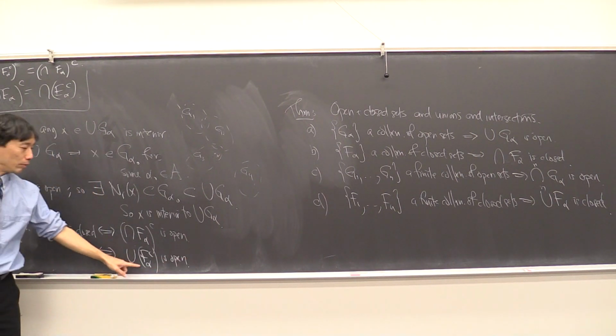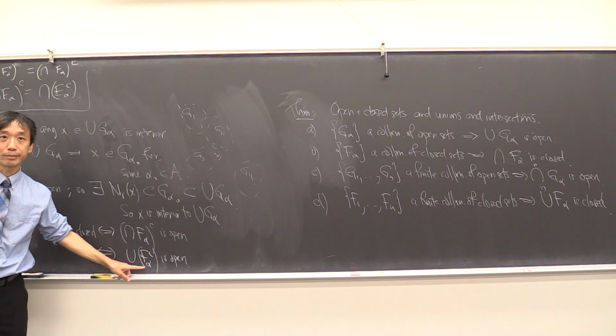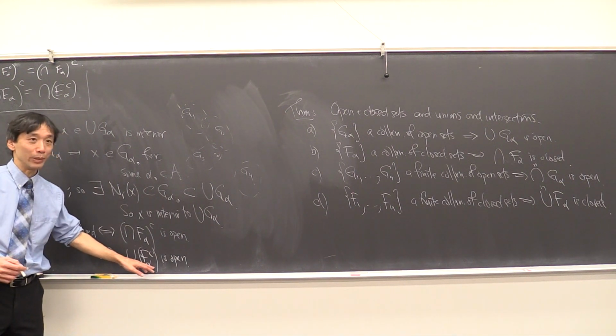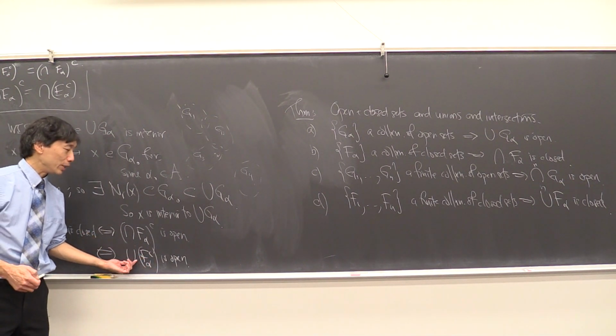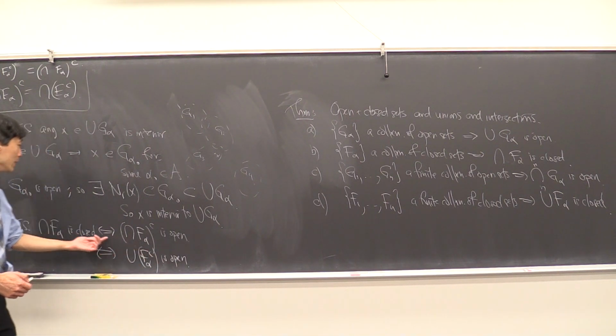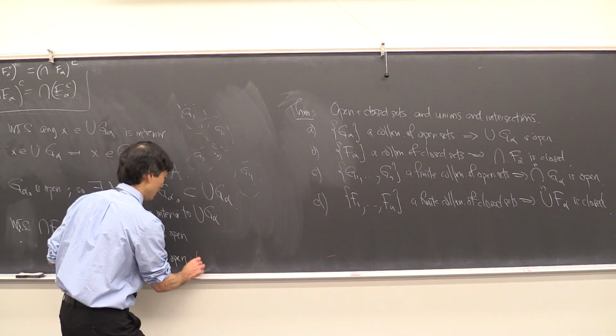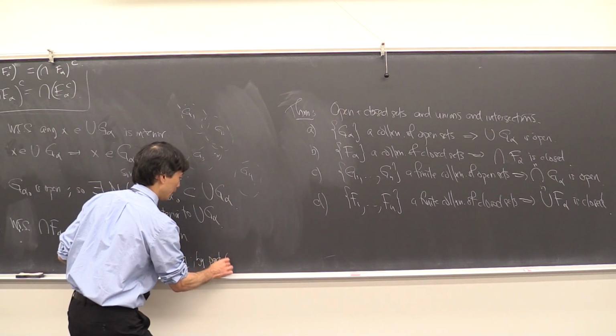right? Well, what do we know about the F_A complements? The F's are closed, right? So then you take the complement of those guys, they're open, right? So we've got a union of open sets. A union of open sets by part one is always going to be open, right? So by part one, part A, you're done.